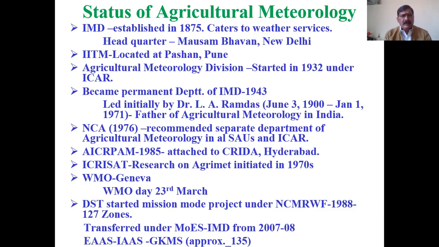The agro advisories based on weather forecasting, that is Agromet Advisory Services, started initially by the name of Experimental Agrometeorology Advisory Services. After that the name of the project changed to Integrated Agrometeorology Advisory Services, and from 2013-14, maybe 12-13, the name changed to Gramin Krishi Mausam Sewa, and it is working in about 135 districts.